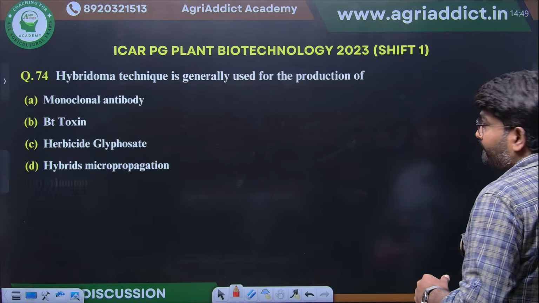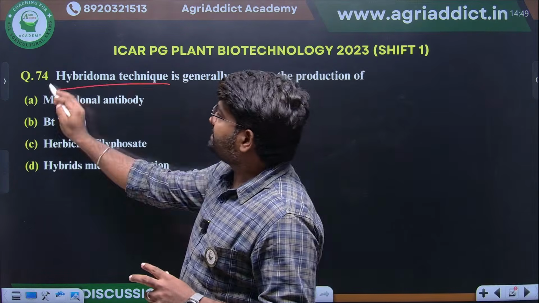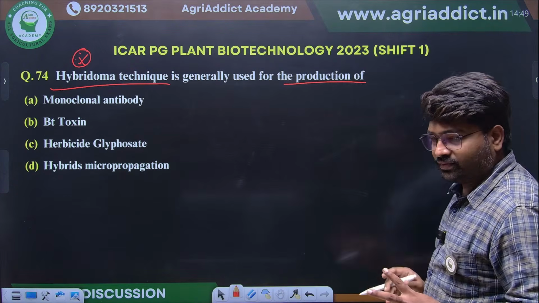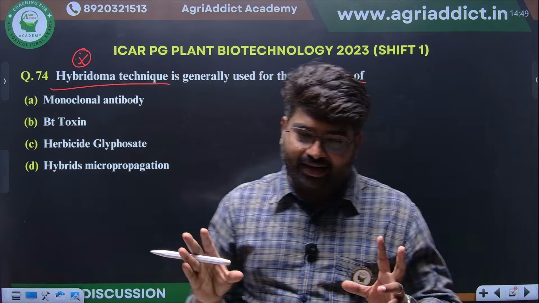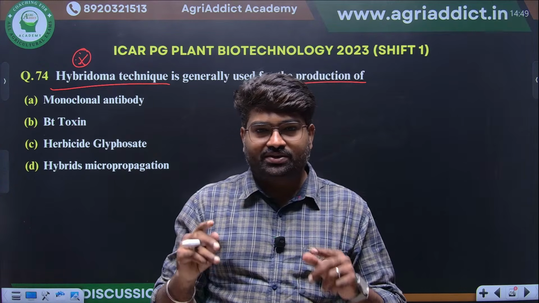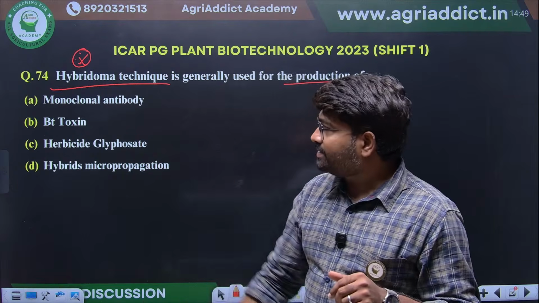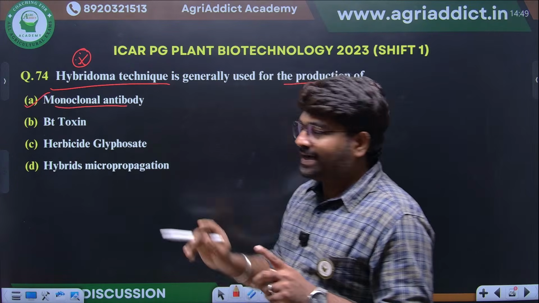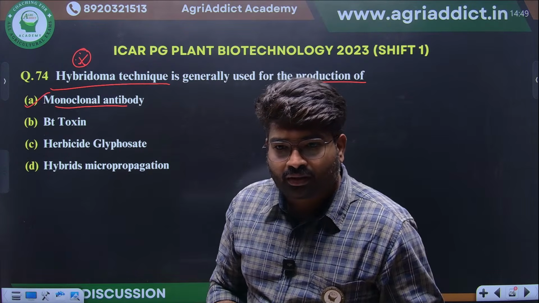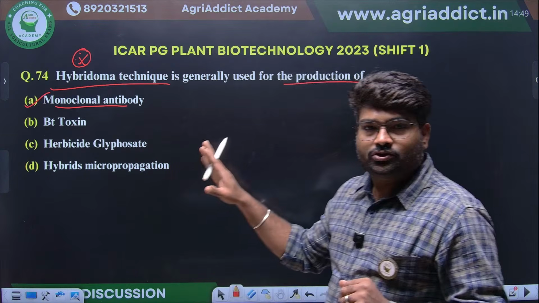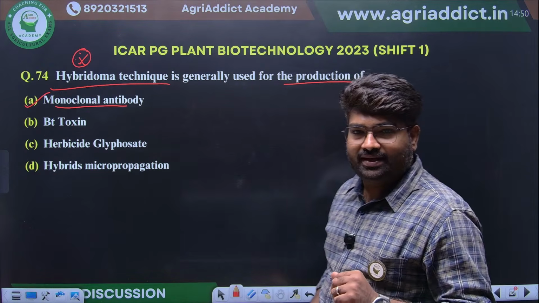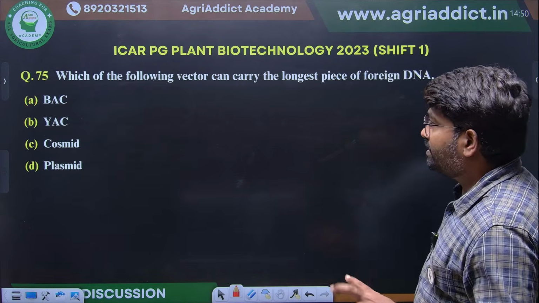Next, hybridoma technology. Hybridoma technology is generally used for production of antibodies. Whether we produce monoclonal or polyclonal antibodies? Yes, excellent. We will produce monoclonal antibodies in hybridoma technology. Okay. So monoclonal antibodies will be produced by hybridoma techniques. This is one of the most important techniques.